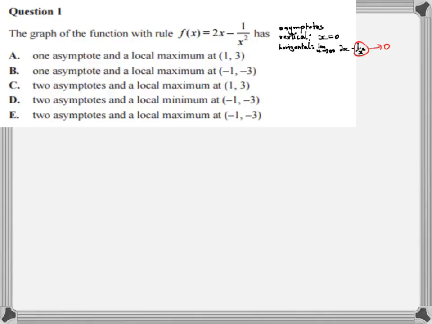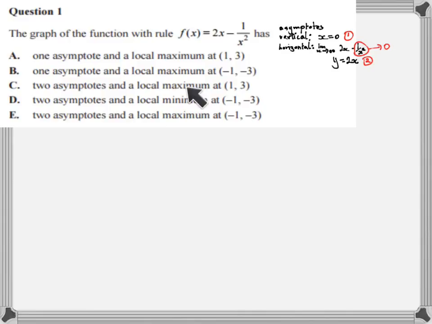So this 1 on x squared term will vanish and go to 0 really, really quick compared to the 2 times x term. So we have an asymptote tending towards here, y equals 2x. That's the line of the asymptote, of our slant asymptote. Alright, so we've identified 2 asymptotes there.